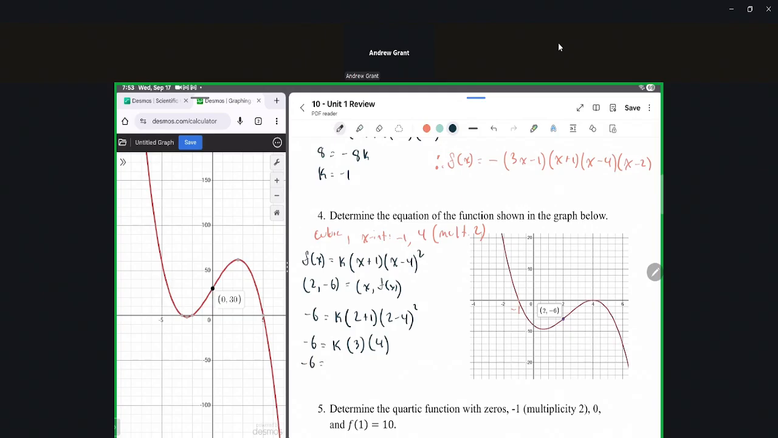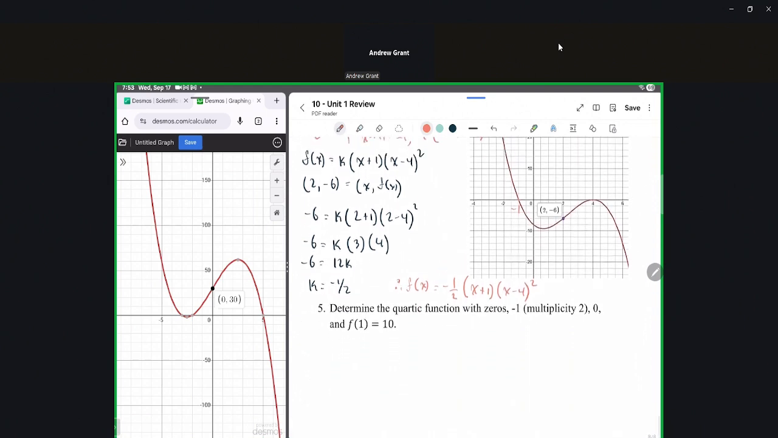So negative 6 is equal to 12k. So that means k is equal to negative 1/2. So 6 divided by 12 is 1/2 of the negative variety. So therefore, we know that our function f of x will be equal to negative 1/2 times (x plus 1) times (x minus 4) all squared.